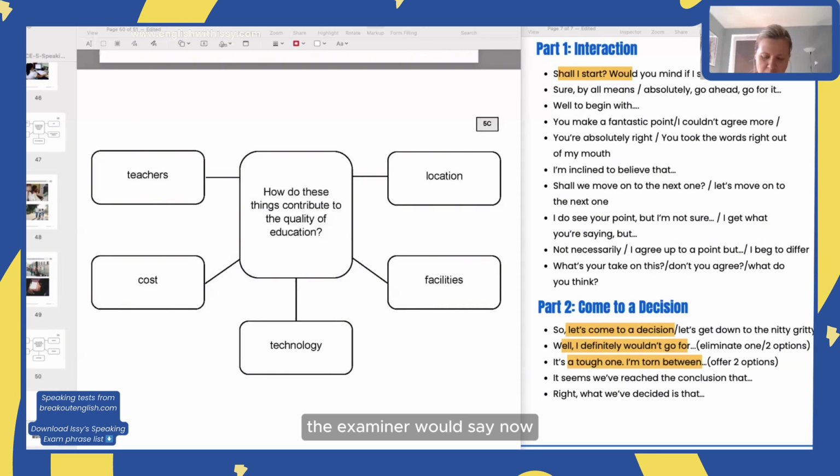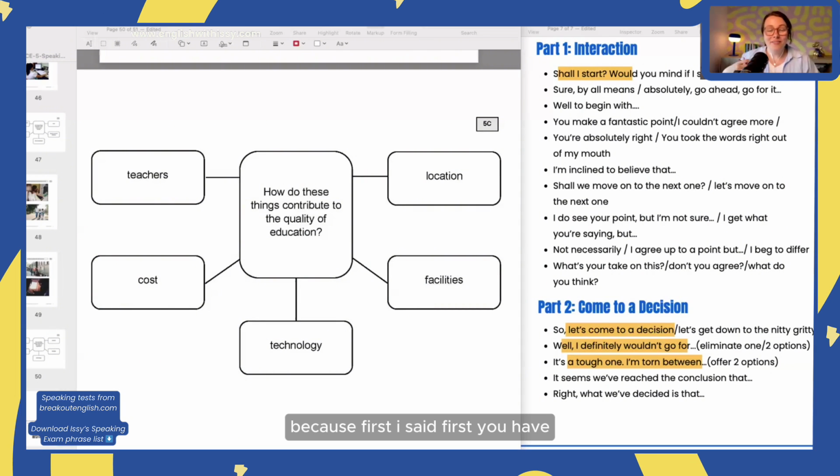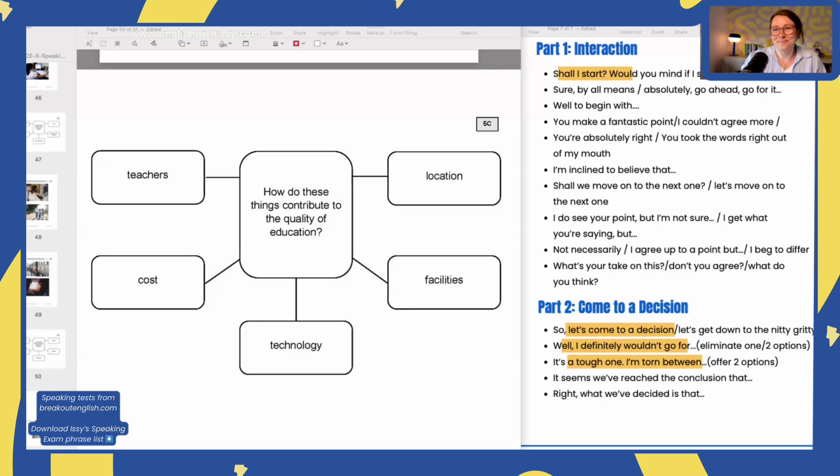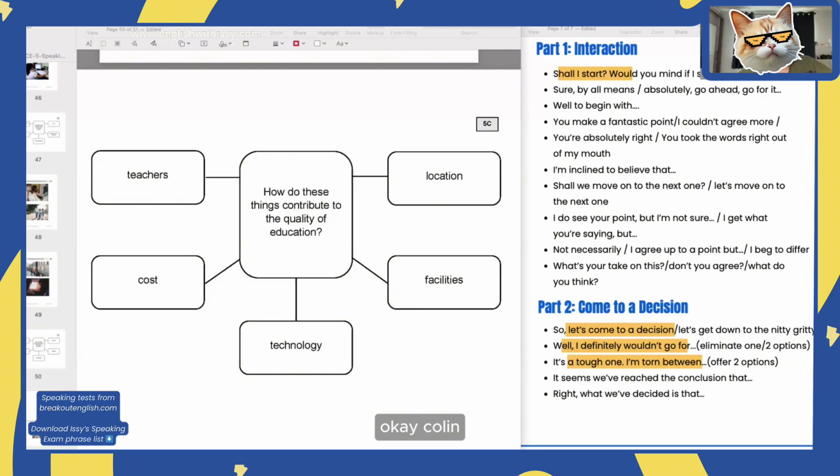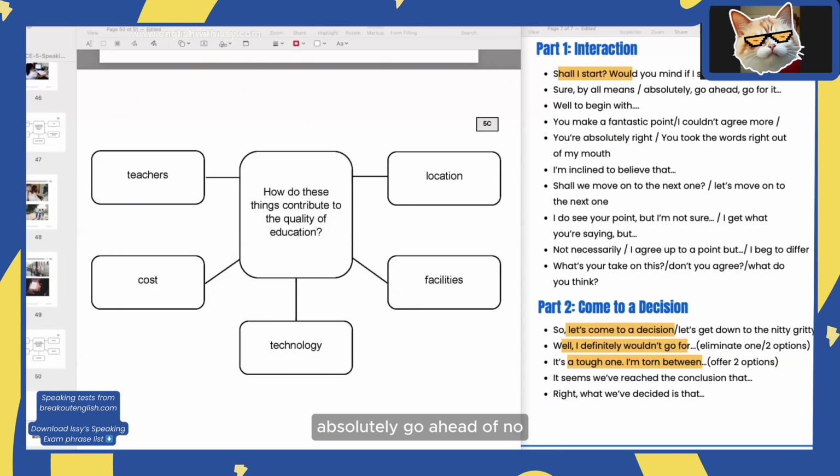The examiner would say, now, because first I said, first you have some time to look at the task. And now the examiner would say, now talk to each other about how these things contribute to the quality of education. Now you can start. Okay, Colin, would you mind if I started? Absolutely, go ahead. Oh no, go ahead, sorry.